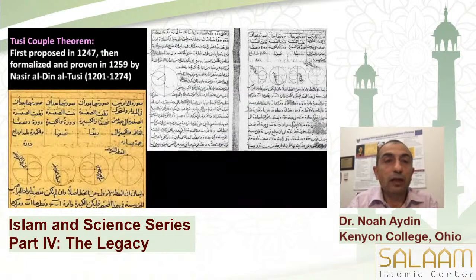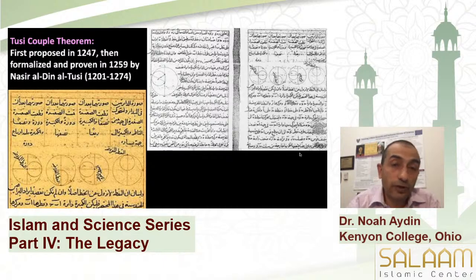So again, this theorem, the Tusi couple theorem, was first proposed by Tusi in 1247 and then formally proven in 1259. So this is what, 3 centuries before Copernicus, and we have the original document where Tusi actually does it, and Copernicus simply states and proves the same theorem, and even the labeling is the same. However, there is no reference to any earlier scholar about it.